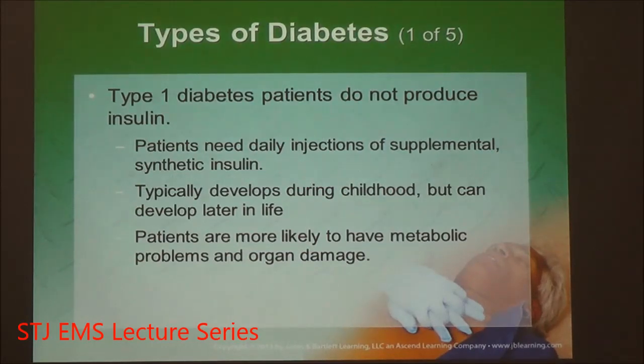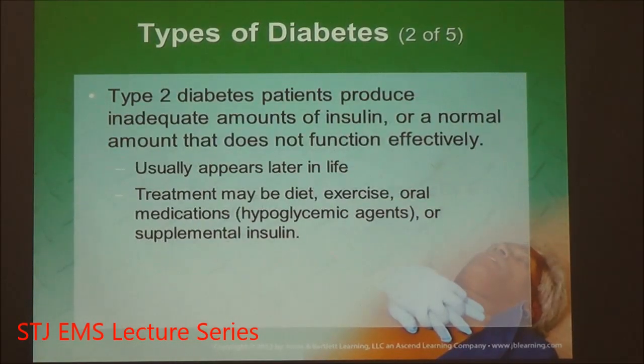So what happens instead is patients have to rely on an external source for their insulin, and they inject themselves with other forms of human insulin or beef or pork insulin. Type 2 diabetics don't have an autoimmune disease. Their body still produces insulin, but it's not enough to get rid of the sugar that they take in.